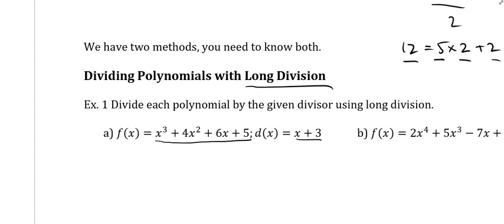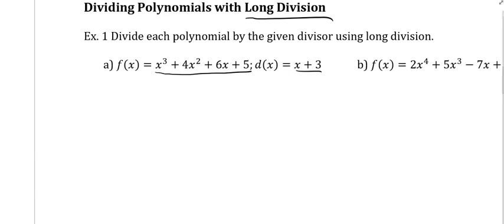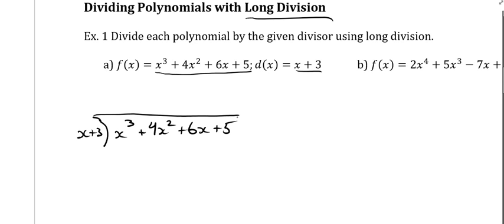Okay, so let's set this up. Leave yourself a bit of space on top because you're right on the top line, so skip a couple of lines if you're on line paper. And we're going to do this: x plus 3 into x cubed plus 4x squared plus 6x plus 5, like that.